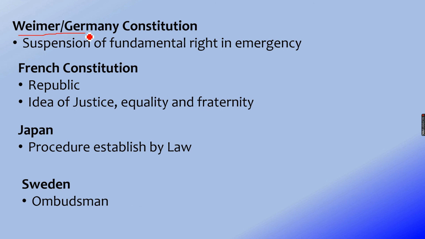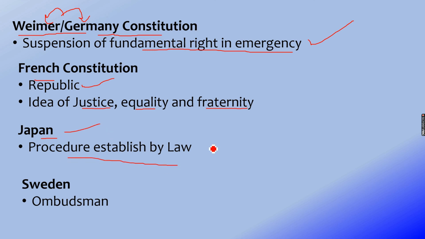From the Weimar Constitution, that is the German Constitution. In a few books you will find Weimar, in a few books you will find Germany. The suspension of fundamental rights during the emergency. Okay. French Constitution, the idea of a republic nation, that the head of the state is always elected, the idea of justice, equality and fraternity. From the Japanese Constitution we have borrowed the procedure established by law. Remember two more things, lawmaking procedure and rule of law we have borrowed from Britain, and the procedure established by law we have borrowed from Japan.